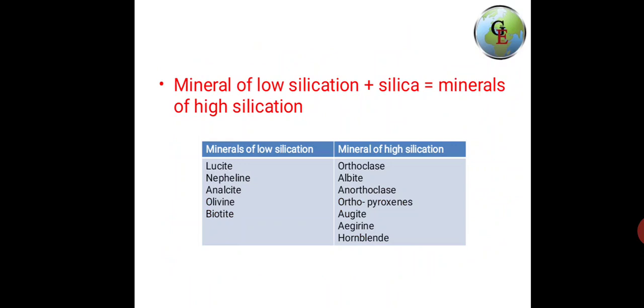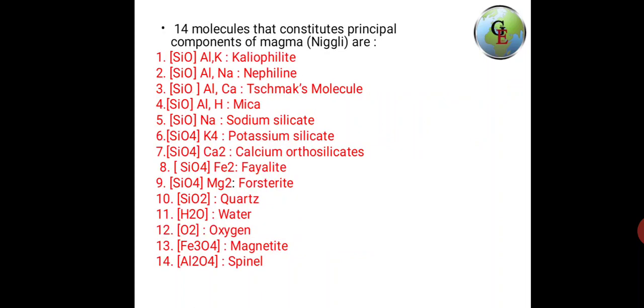This is a simple formula: mineral of low silication plus silica is equal to mineral of high silication. Minerals of low silication are leucite, nepheline, analcite, olivine, and biotite. Minerals of high silication are orthoclase, albite, anorthoclase, orthopyroxene, augite, aegirine, and hornblende.